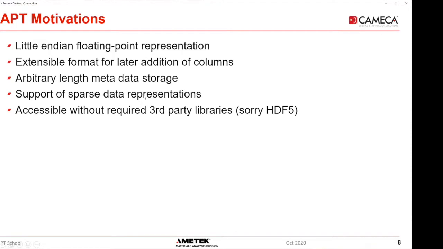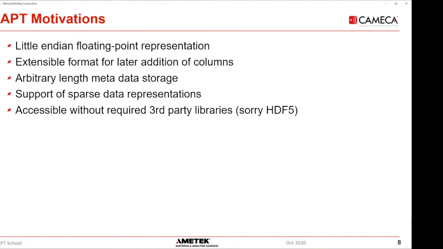Why do we go to APT instead of sticking with POS? There are a few reasons. One is that it doesn't make sense to use big endian anymore. We were converting back and forth many times. And we wanted a format that had an arbitrary number of columns instead of having exactly 4 or exactly 11 and nothing in between. The new format lets you have as many as you want.